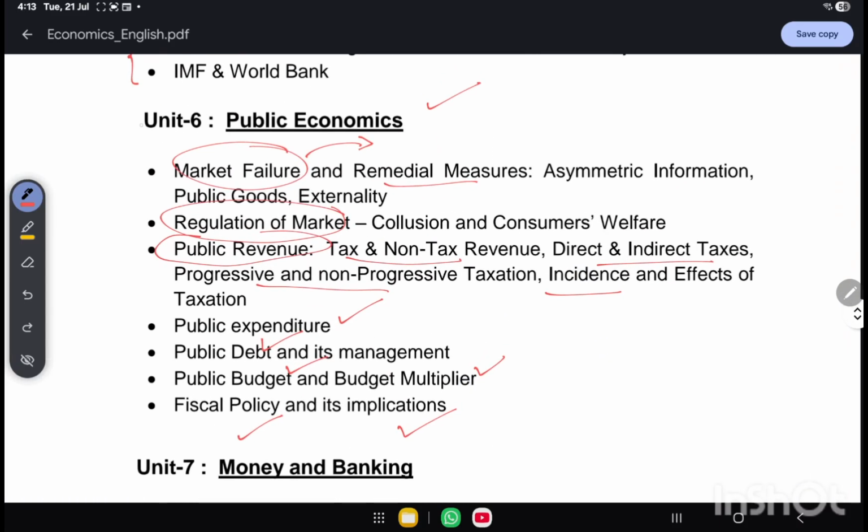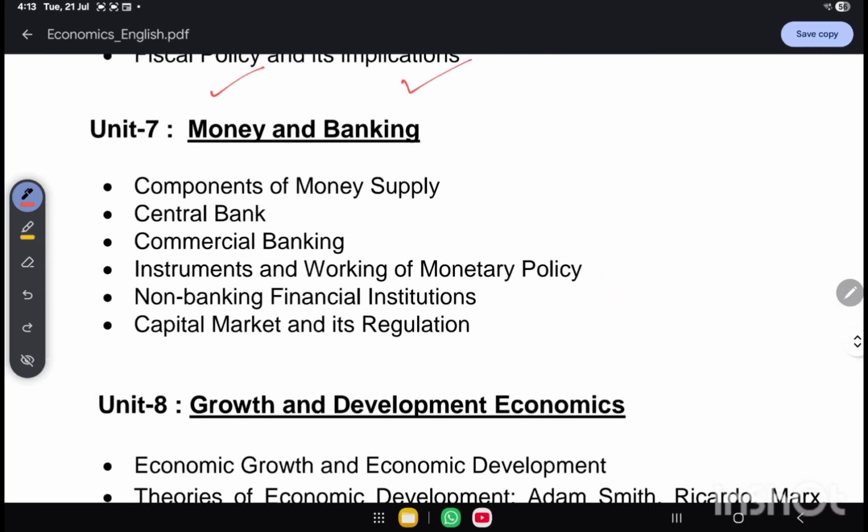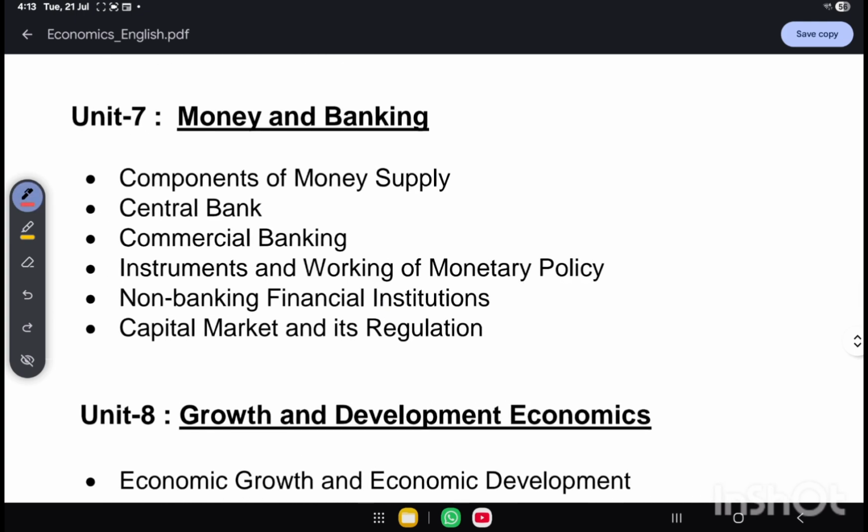These you're going to learn in unit number 6. And in unit 7, it's a very curious topic, and a most important one also, where most of the students love this unit, that is the money and banking chapter. And you people have learned these components of money supply even in grade 11 itself, right?